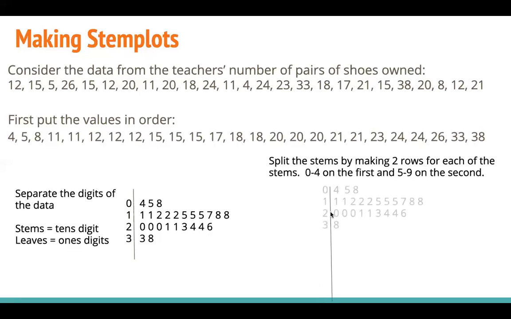So if I have my original data here, there's just 1 row of zeros. I'm going to split this up. The 4 will go in the first row, the 5 and the 8 the second. For this one, I'll have 1, 1, 2, 2, 2. Those will all go in the first row, and then the 5, 5, 5, 7, 8, 8 will go in the second. So redrawing this, I now have my split stems.